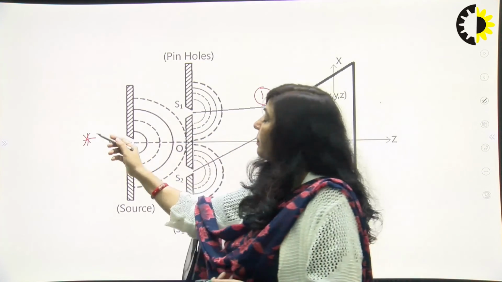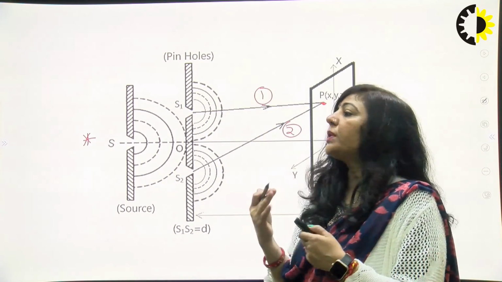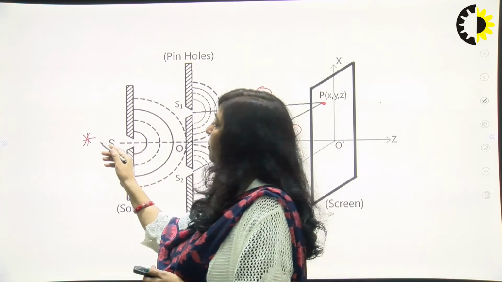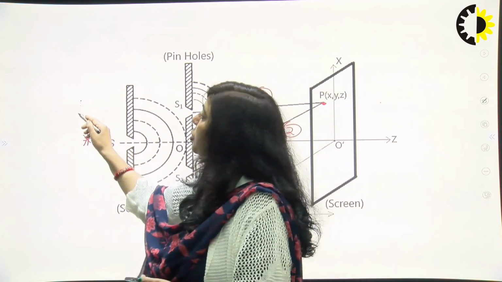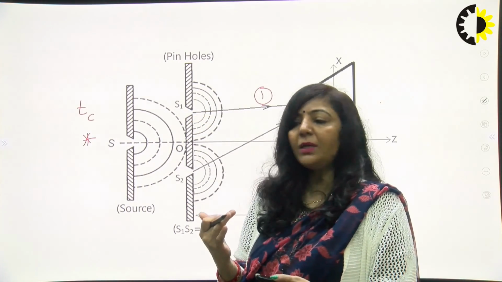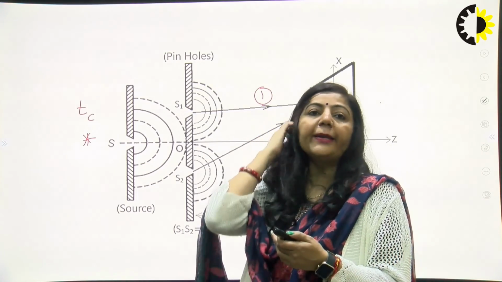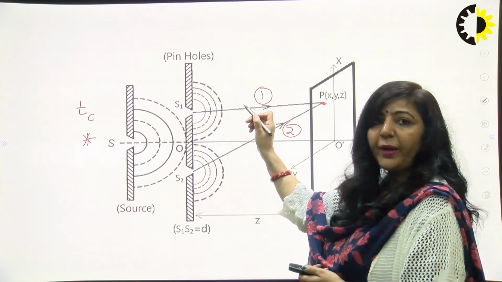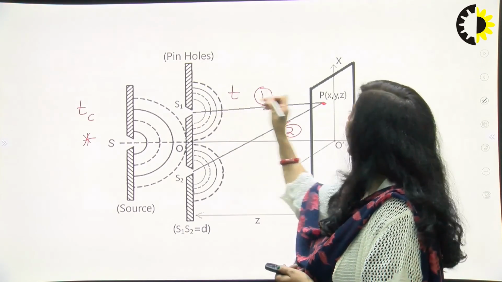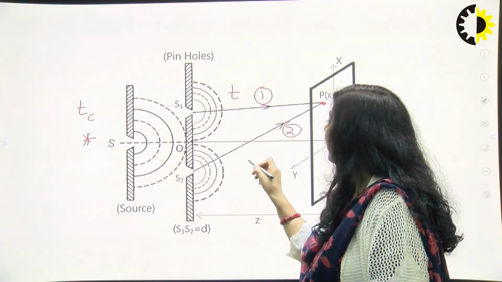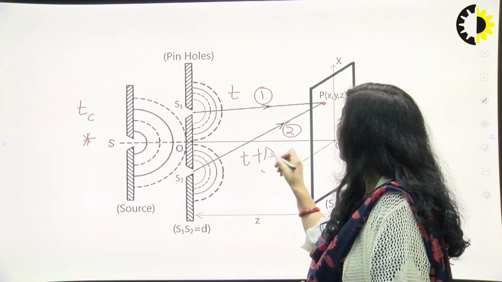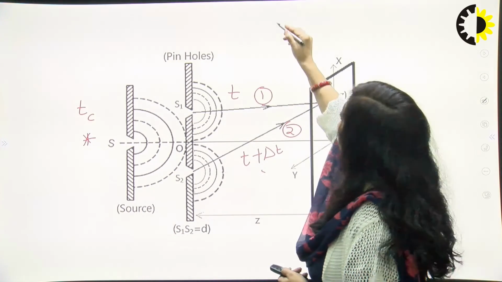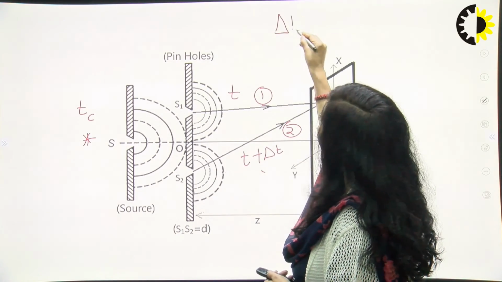Now, since S1 and S2, these two slits, will act as two coherent sources because they are generated from the same source. Now, the source which is illuminating these slits also has a coherence time. Coherence time means this particular source has a finite time up to which we can get perfect sinusoidal behavior. If the first ray takes time t to move from S1 to P, and the second ray takes time t plus delta t to move from S2 to P, then the time difference between these two is delta t.